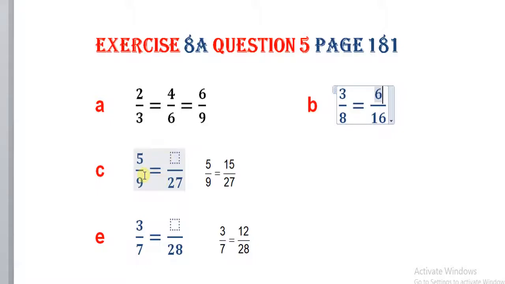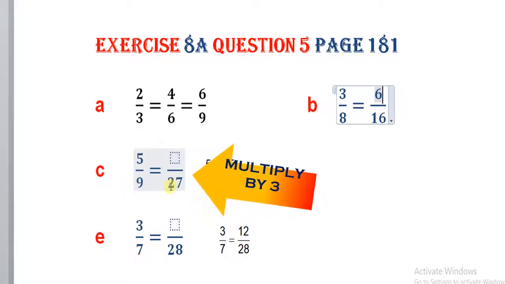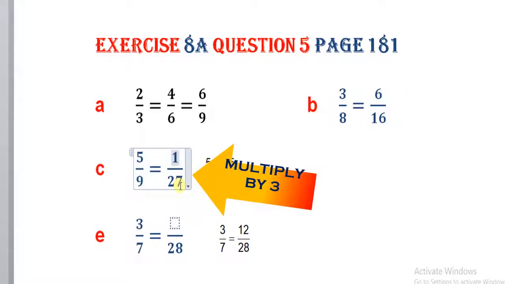For C, we have 5/9 equal to numerator is missing over 27, okay? We have to find the multiplication number between 9 and 27. If I multiply 9 by 2, I will get 18, which is not the number here, okay? If I multiply 9 by 3, I'll get 27. Definitely the number would be 3 multiplied by 5. The numerator is 15, okay?